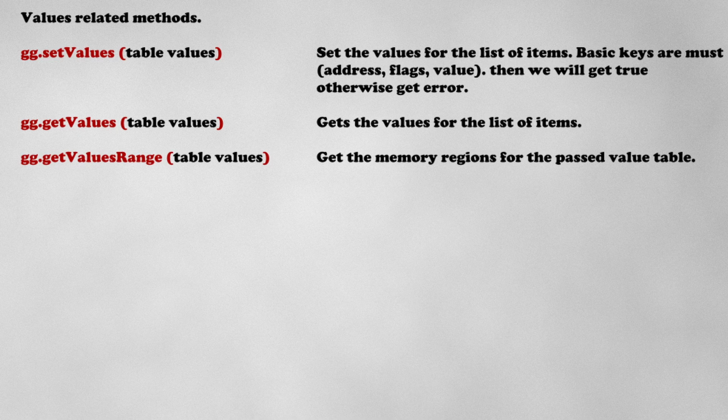Values related methods. gg.setValues(table values) sets the values for the list of items. Basic keys are required: address, flags, value. If provided, we will get true, otherwise, we get an error. gg.getValues(table values) gets the values for the list of items. gg.getValuesRange(table values) gets the memory regions for the passed value table.